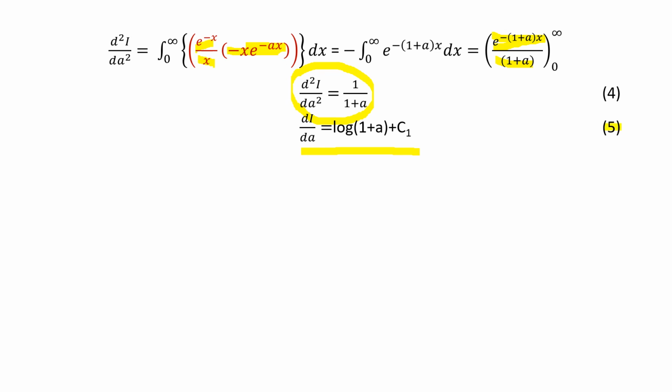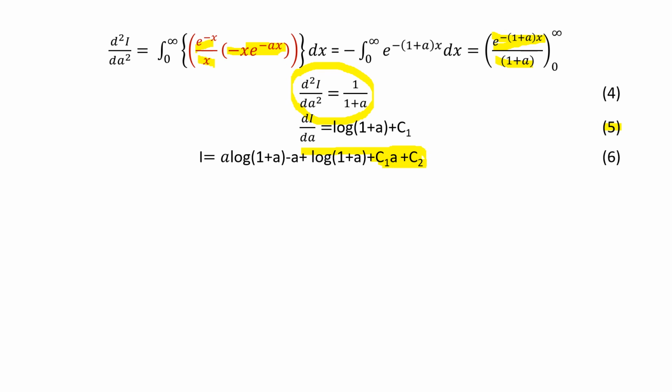Now integrate one more time with respect to a on both sides. So you will get I equal to the integration of log 1 plus a, which is a log 1 plus a minus a plus log 1 plus a, plus c1 a and one new arbitrary constant c2. So we got two arbitrary constants c1 and c2. To find c1 and c2, we should frame two conditions.